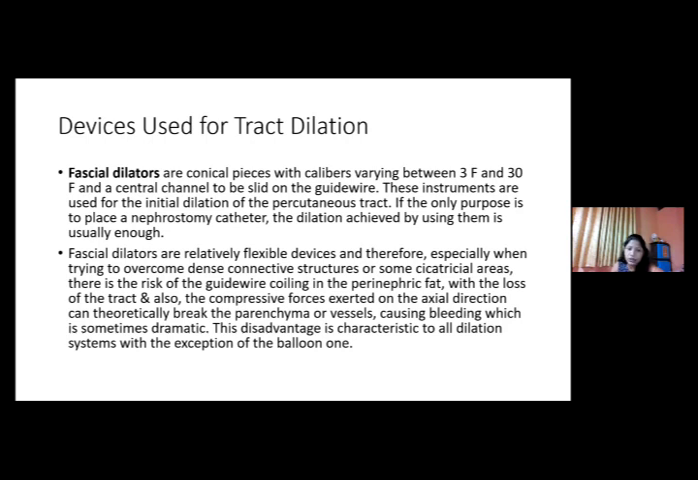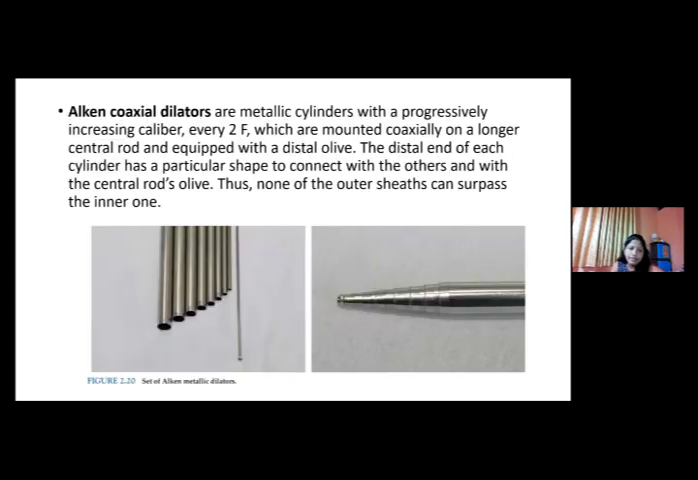Sometimes it's difficult to dilate the fibrosed area. Then we have the Alken metallic dilators, which are again commonly used in PCNL. They are metallic dilators of various sizes, with caliber increasing by 2 French, and they are axially loaded over the rod. It is arranged in a way that when all are connected, it will not bias. It will not go beyond the rod.